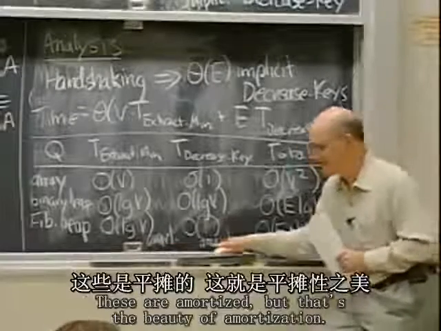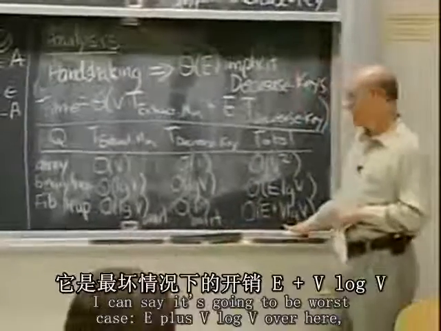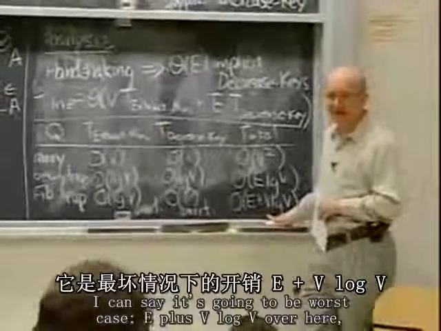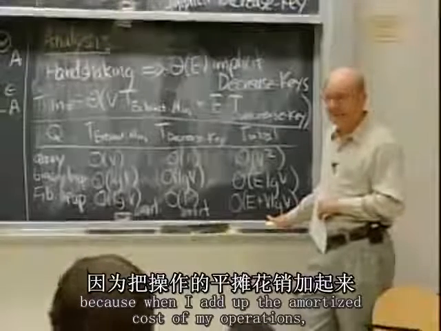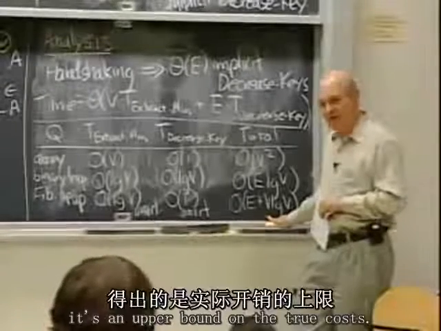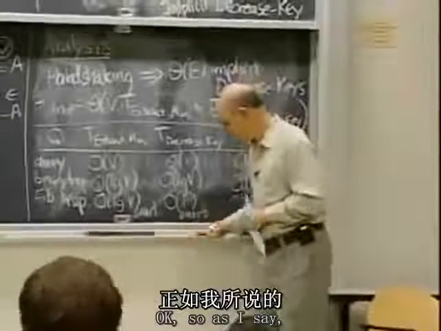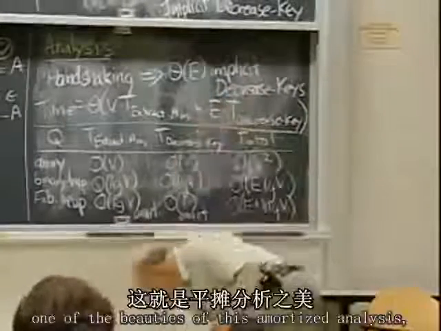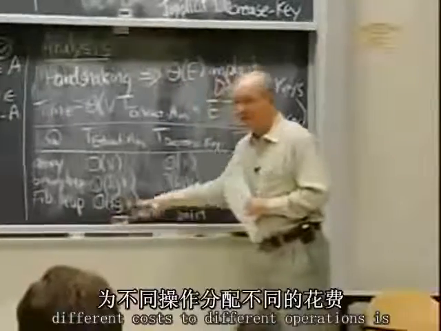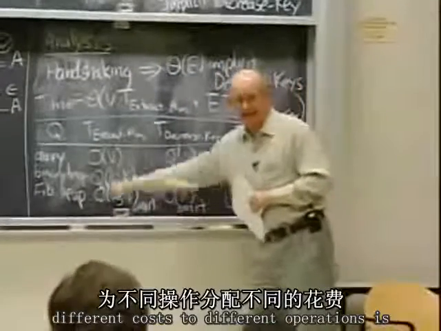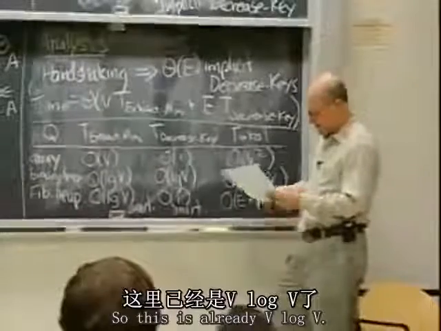These are amortized, but that's the beauty of amortization. I can say it's going to be worst case E plus V log V over here, because when I add up the amortized costs of my operations, it's an upper bound on the true costs. So that's one of the beauties of amortized analysis, and in particular of being able to assign different costs to different operations: I can just add them up and I get my worst case cost. So this is order E plus V log V.